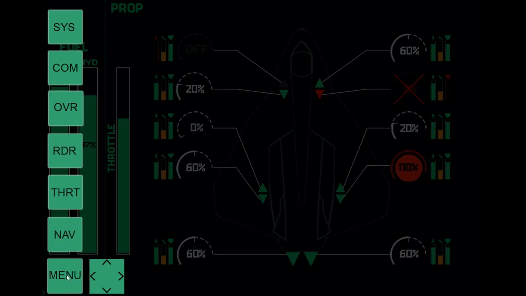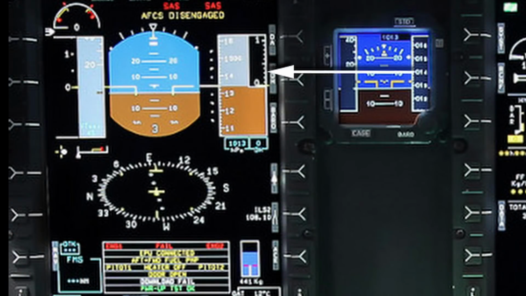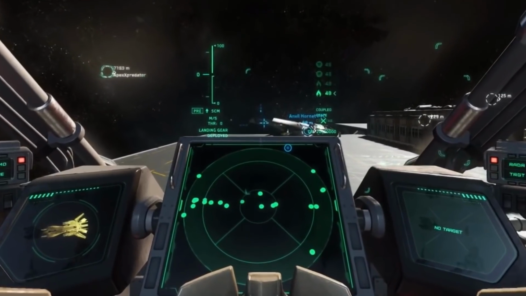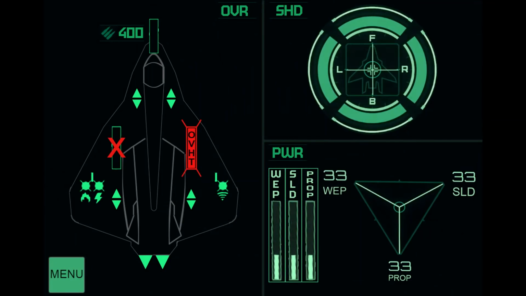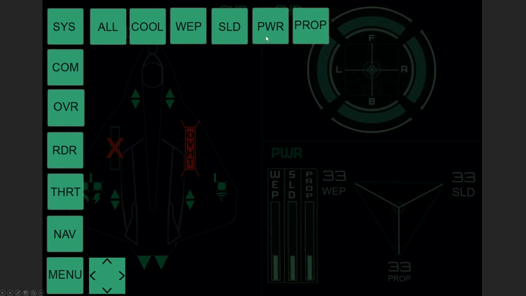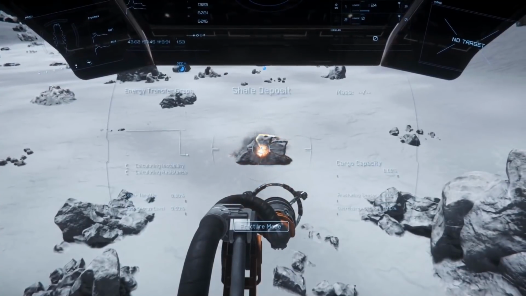MFD modes could be broken into navigation, containing the star map, and a horizontal situation indicator or HSI for when you're in atmosphere, a threat page, sensors containing radar or scanner, ship overview page, communications page, systems containing coolers, power plant, weapons, shields, propulsion and maintenance. Buttons to suit specific ship functions would be added as required.